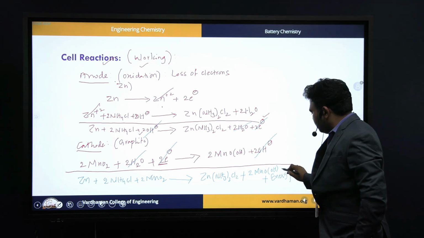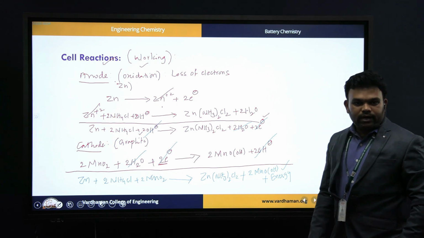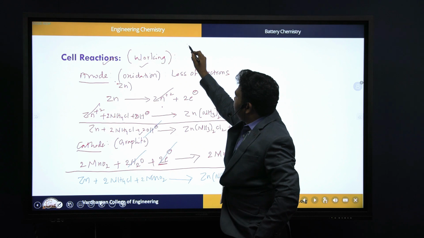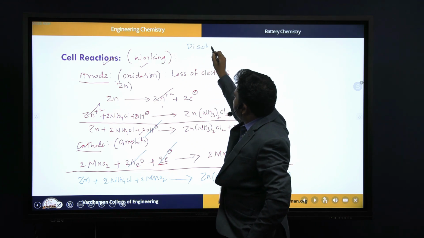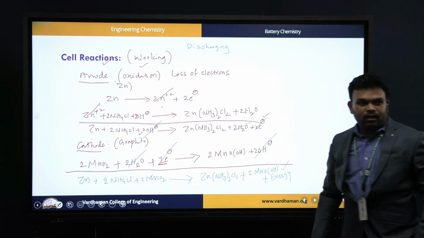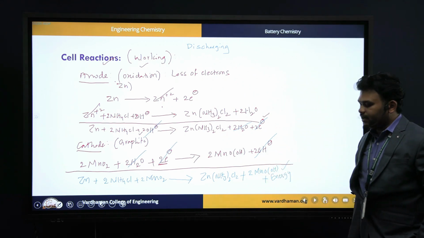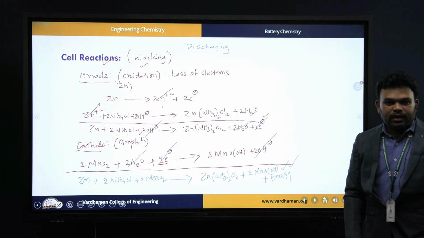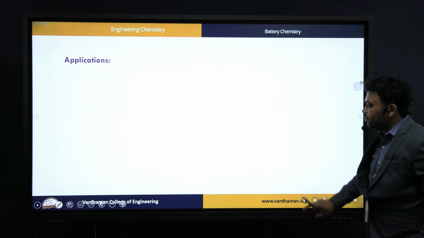Why? Because this is a primary battery, only discharging reactions are possible. Whatever reactions we have discussed all come under discharging reactions. These are not charging reactions. Why? Because this is a primary battery, so only discharging reactions are possible here. This is the net reaction we observe in the Leclanche cell.